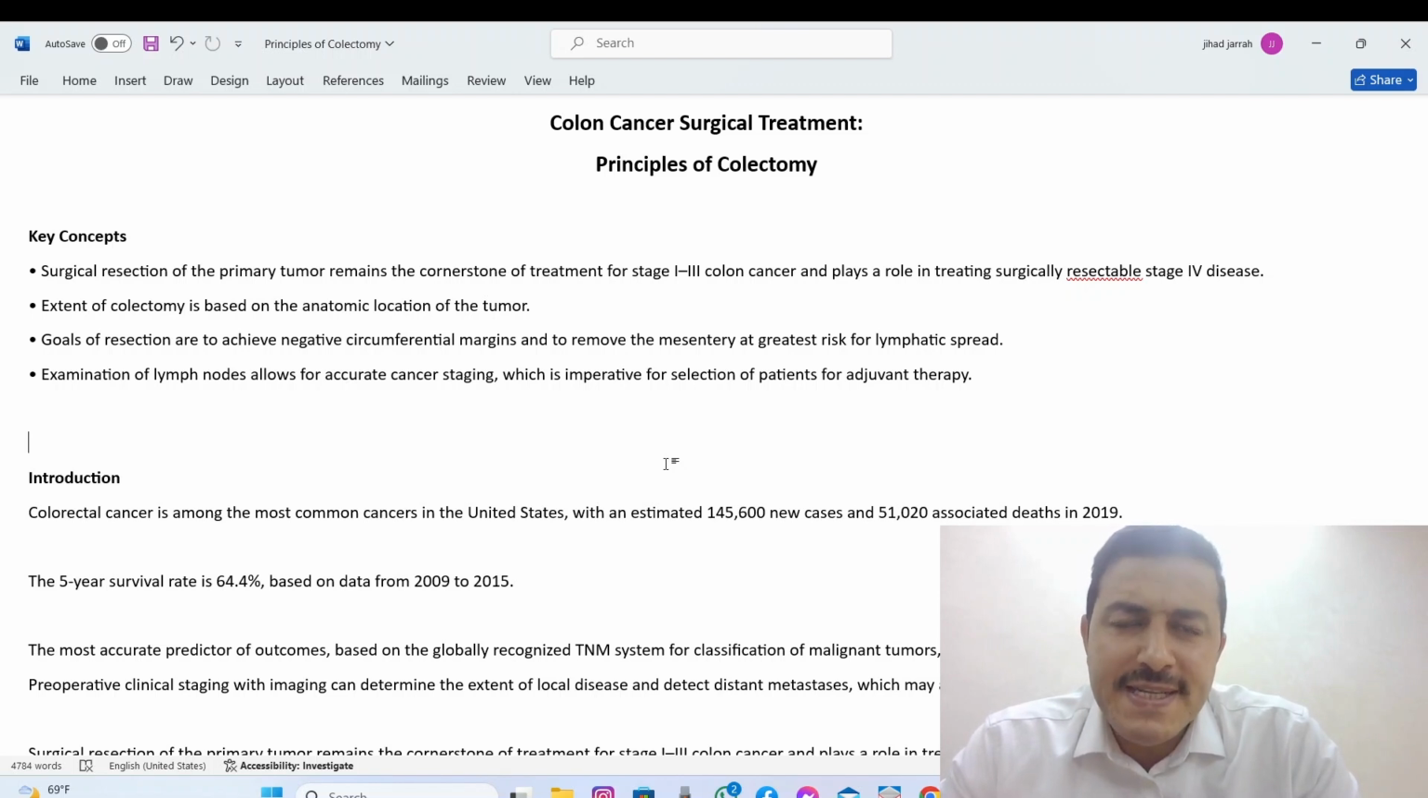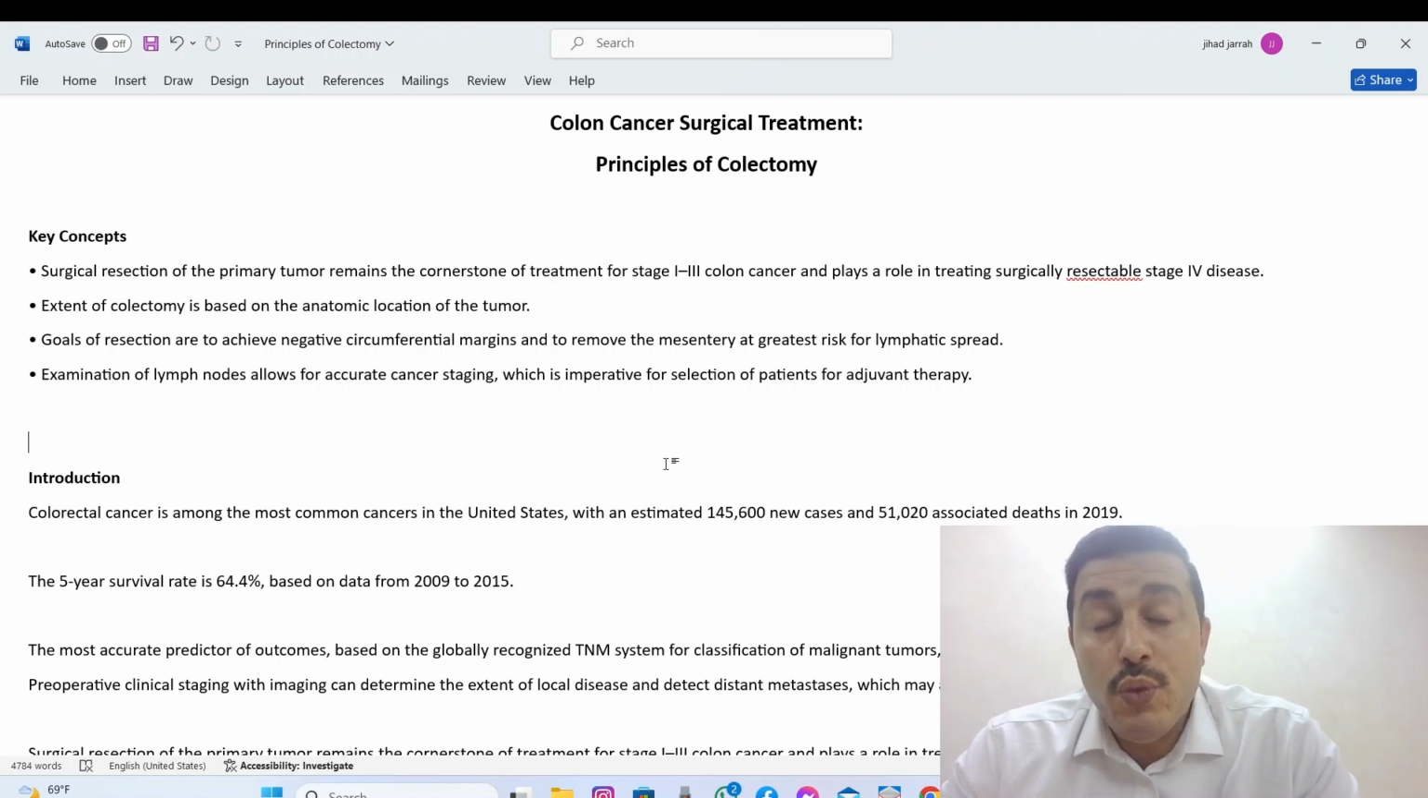You will notice that this is not an information-rich lecture. This is because many principles we already talked about when we talked about anastomosis and the anatomy of the colon. So in this lecture, we will highlight the basic skills that we should follow during colectomy.